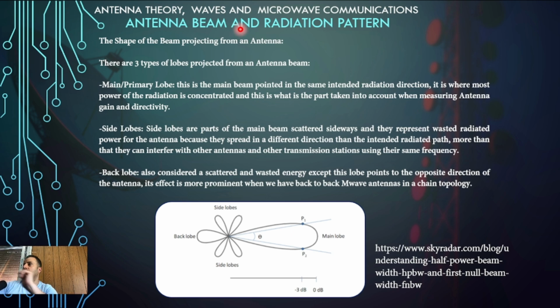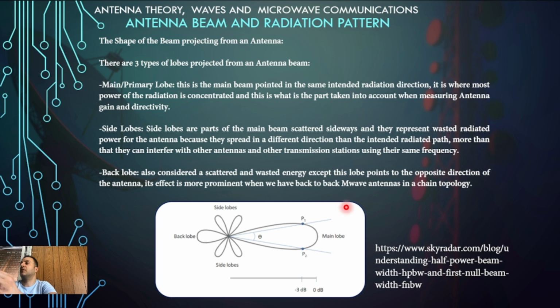Now going to the antenna beam and the radiation pattern. First of all, the shape of the beam projecting from an antenna has a unique form, a unique shape, if you will, or anatomy. There are three main types of lobes projected from an antenna. Not only one type, not only one projection. First, you have the main or primary lobe, which is the main beam pointed in the same intended direction of the transmission, in the same intended radiation direction. It is where most of the power of the radiation is concentrated, and this is what we focus on doing.